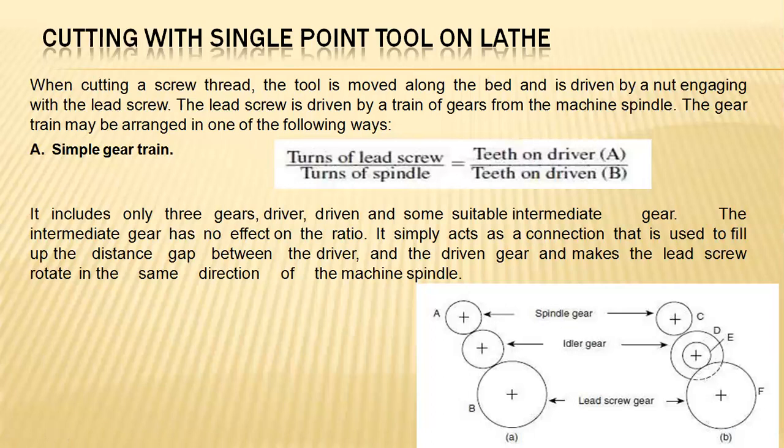We'll say that the intermediate gear has no effect on its ratio. It's just filling up the gap between the driver and the driven, which is called the driven gear, and makes this lead screw rotate in the same direction as the spindle rotation.